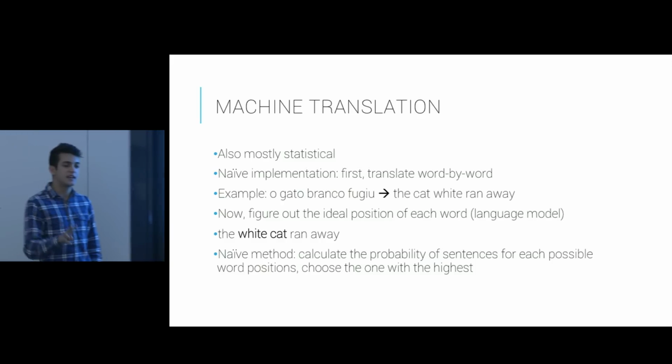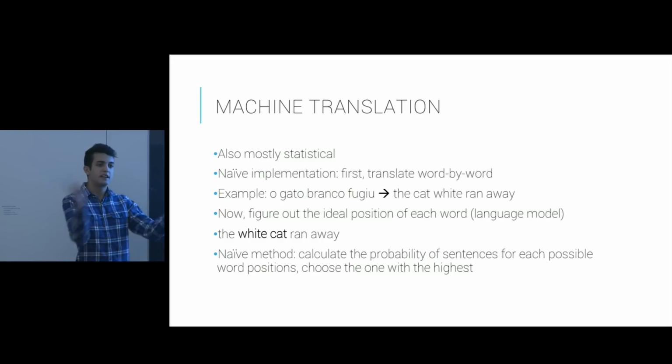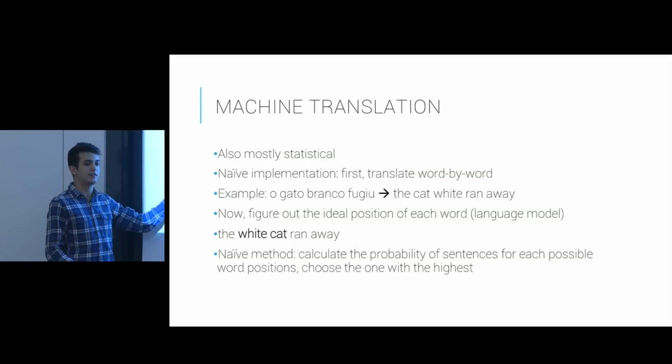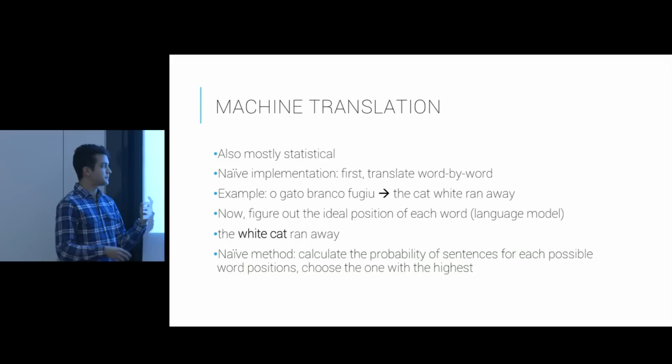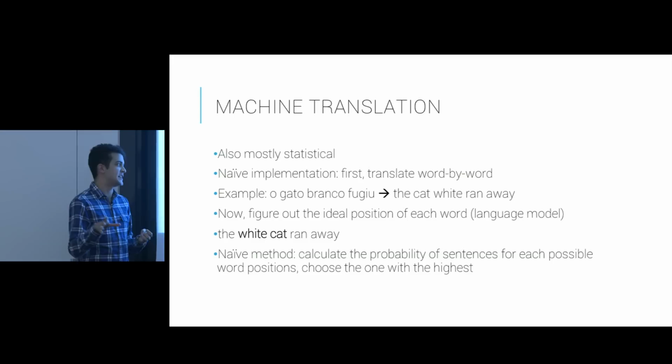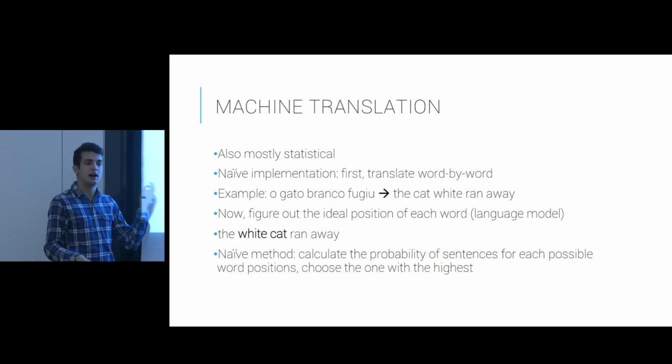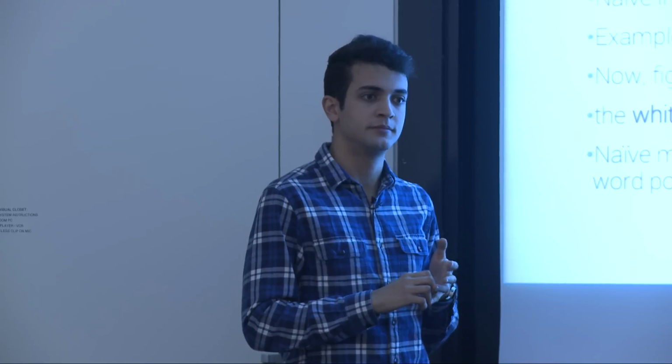So then I can have a second step, which is finding the ideal position for each of the words. I know that I actually want "white cat" instead of "cat white." The most naive method would be to create all the possible permutations of word positions, and then see which one has the highest probability according to my language model. When I find the one with the highest probability, which is probably "the white cat ran away," that's my translation. This is a simple way of explaining how a lot of machine translation algorithms work. Does that make sense?